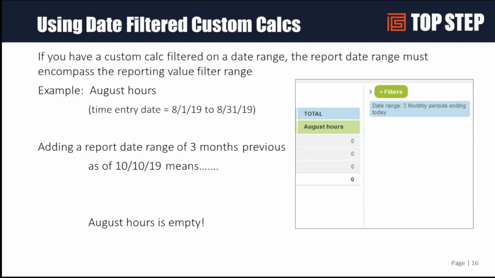So it's almost the opposite of the field filtering in the previous example. With the field filtering, the reporting value, the custom calculation wins. It always respects itself. But when there's a date range filter, you have to make sure the report date range encompasses the date range of the reporting value. That's a tongue twister. Okay.